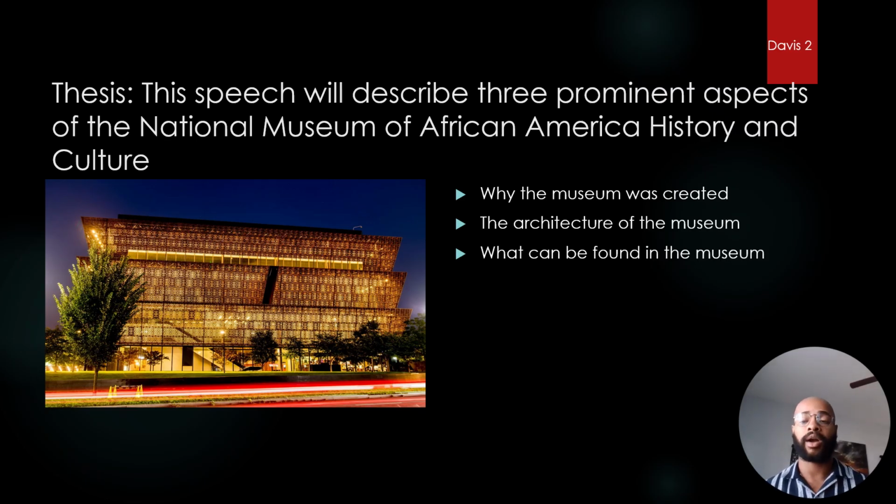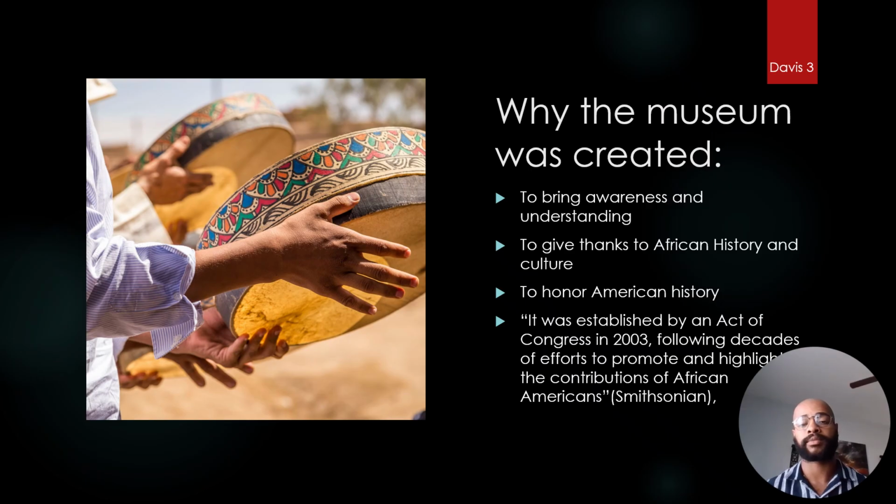Now to touch on some of the architecture, the main architect behind this beautiful structure was David Ajayi and the Ajayi Group. There are different panels. The panel description essentially is built to commemorate African culture. And finally, what can be found in the museum? There are 7 levels, each with their own distinct interest and flavor. Now on to why the museum was created.